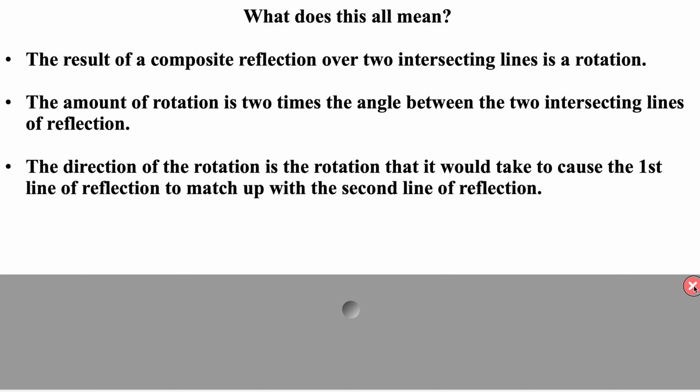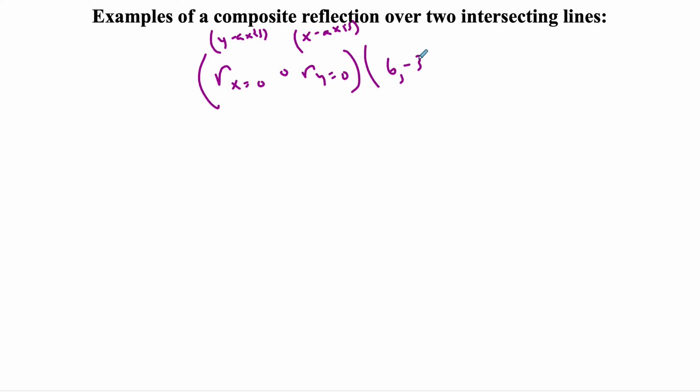That's pretty much it. Let's do a couple of examples. Let's say we wanted to do a reflection over y equals 0, in other words, we're going to reflect over the x-axis, right? And then we're going to reflect over the y-axis. And let's pick a point. Let's say we're going to do that on (6, -3), right?